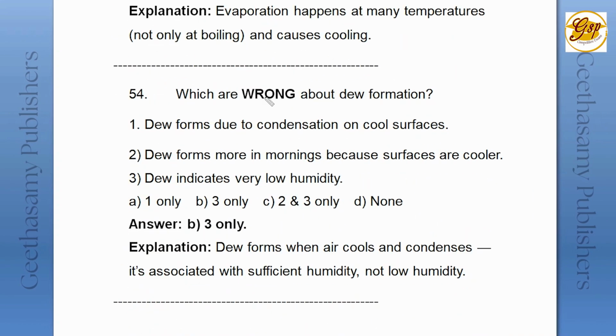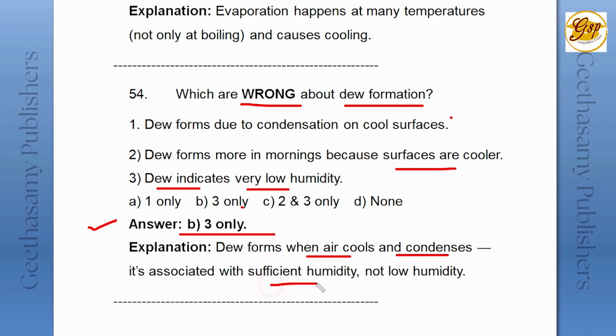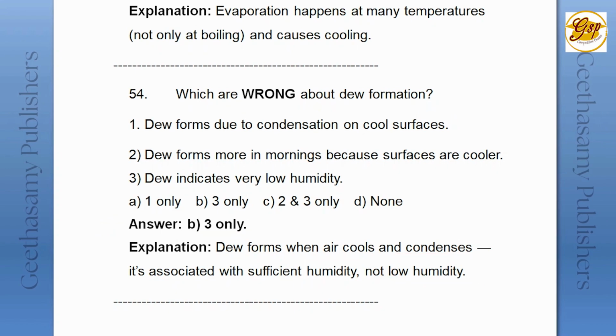And the 54th question, again, which is wrong about dew formation? 1. Dew forms due to condensation on cool surfaces. 2. Dew forms more in the morning because the surfaces are cooler. 3. Dew indicates very low humidity. The choices are 1 only, 3 only, 2 and 3 only, none. The correct answer is 3 only. The explanation: dew forms when air meets cold surfaces, with sufficient humidity. Not low humidity, right?